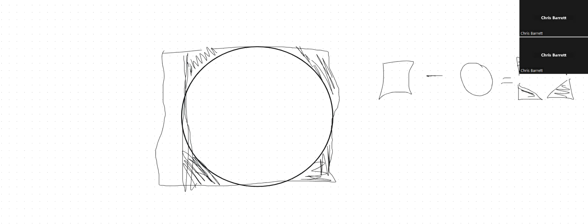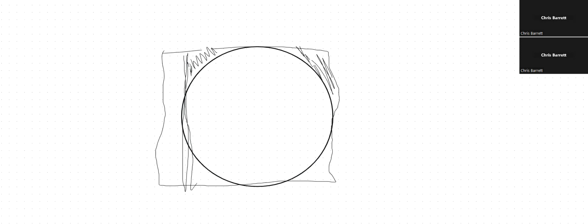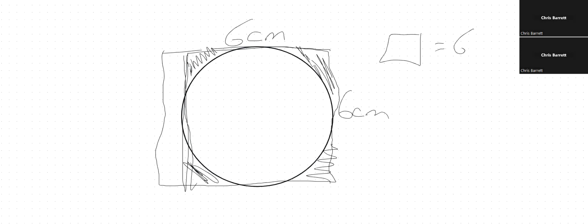So if we put that into context, let's have a look at some numbers. We want to find this scraggy bit around the side. It's going to tell me that the sides of my square are 6 centimeters. If I know a square's got all equal sides, that means my area for the square is going to be 6 multiplied by 6, which is equal to 36 centimeters squared.